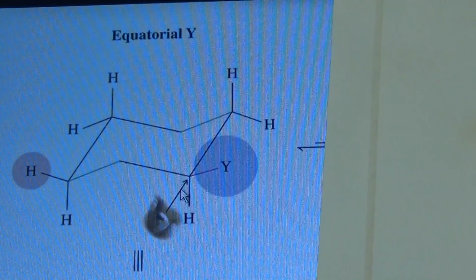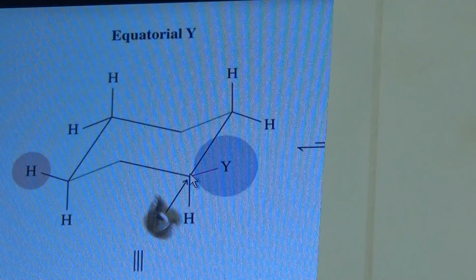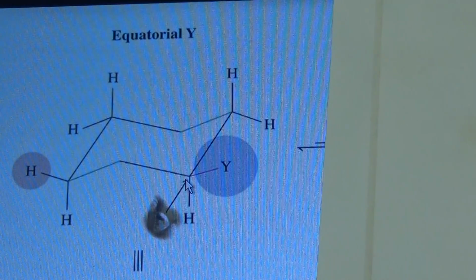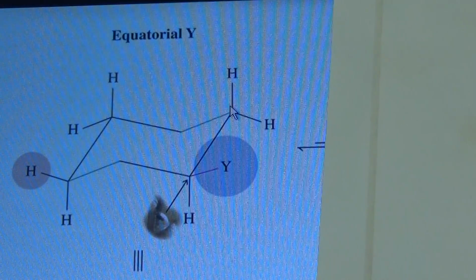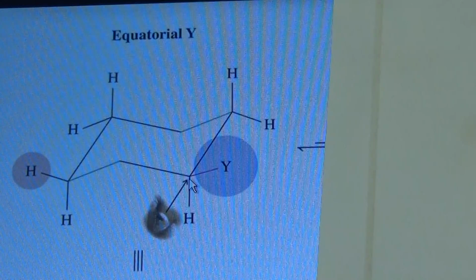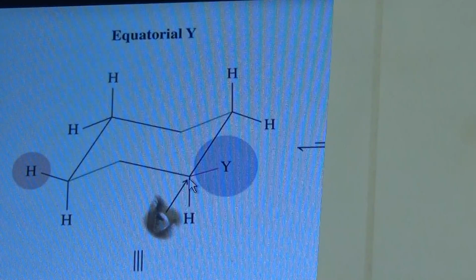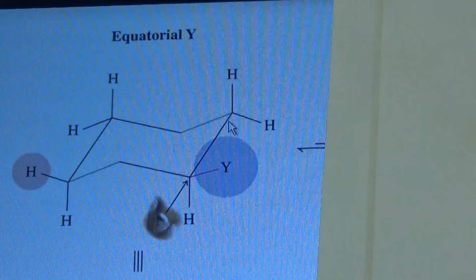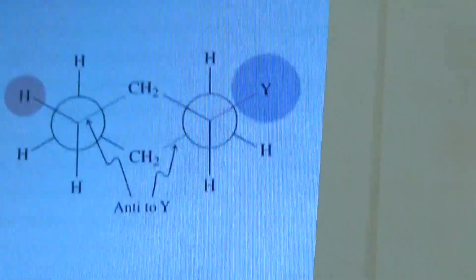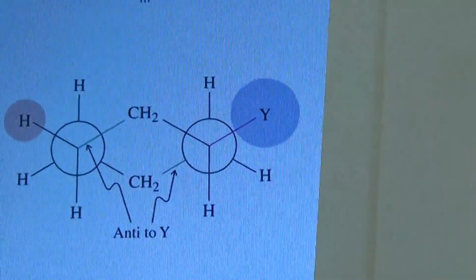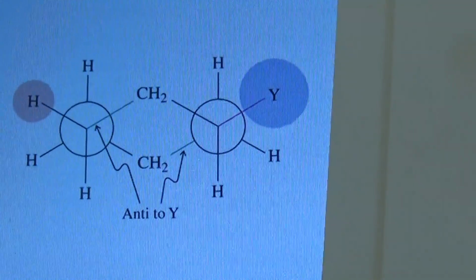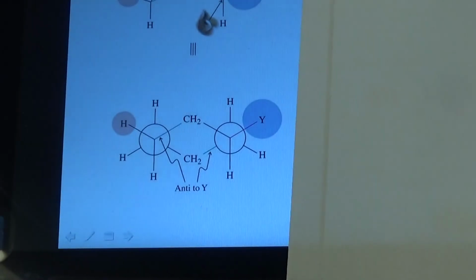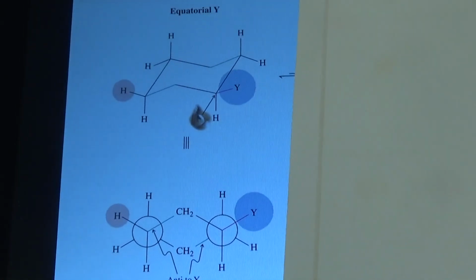Remember with a Newman, it's like a dot and a circle. The dot is the close carbon, and the circle is the far carbon, right? So here's the middle of the Newman projection, and this is the far distal one. All right, so let's take a look at what the Newman projection looks like, as we're looking down that initial carbon, and you can kind of see where the Y group is.